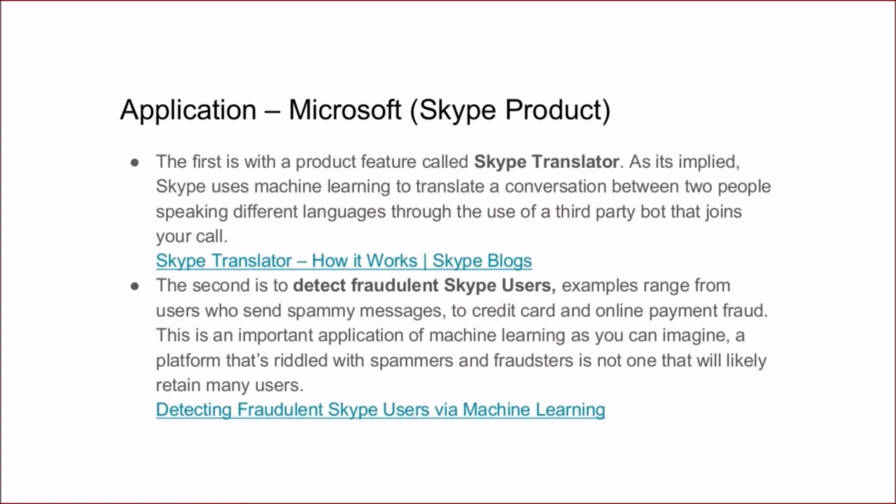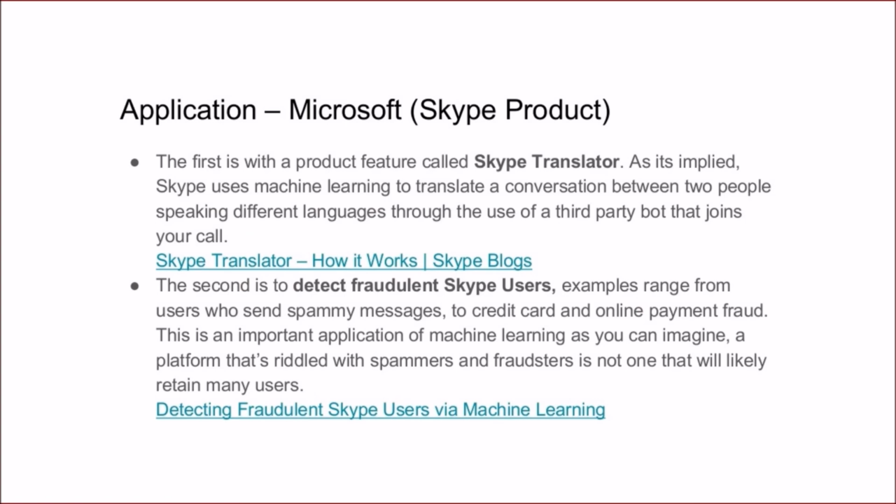Okay, here's an application. It's a Skype product of Microsoft. Actually, Skype uses something called Translator. As it implies, Skype uses machine learning to understand and translate conversation between two people speaking different languages through third-party bots that join your call. Now, how does it do that? Okay, I'll be explaining to you.